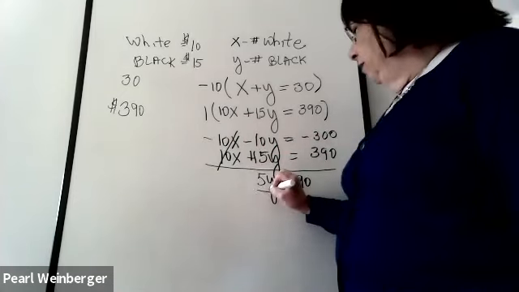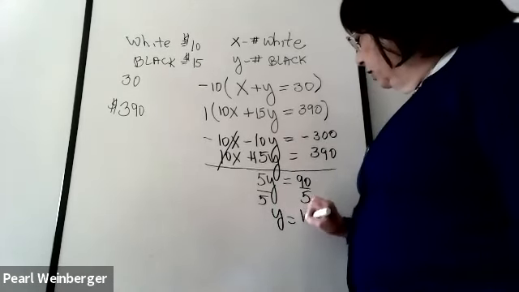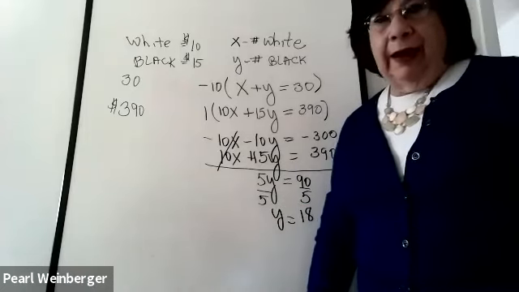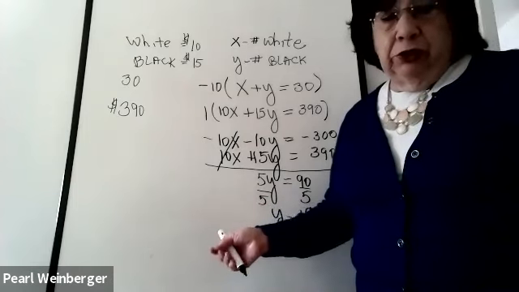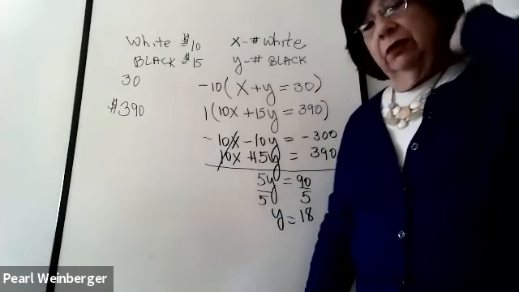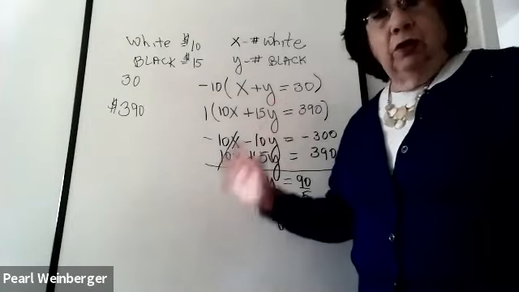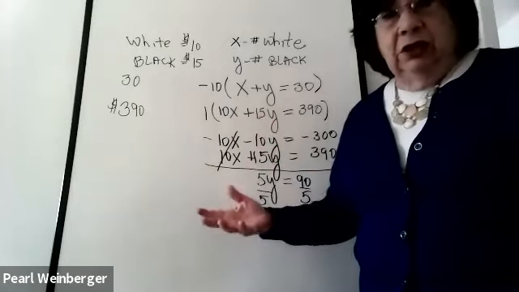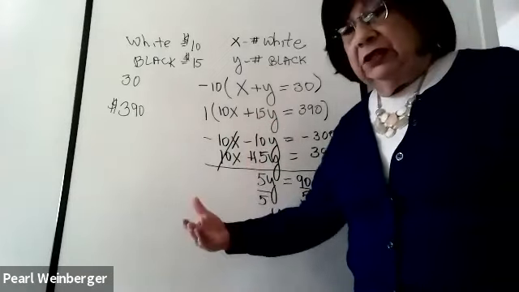And when I divide by 5 to get what y is, I get y equal to 90 divided by 5, which gives me 18. He sold 18 black sweatshirts. Didn't ask me how many white sweatshirts were sold, so I'm not going to bother figuring that out. Notice it's a similar question, same setup as the one before, just different numbers and a slightly different scenario.